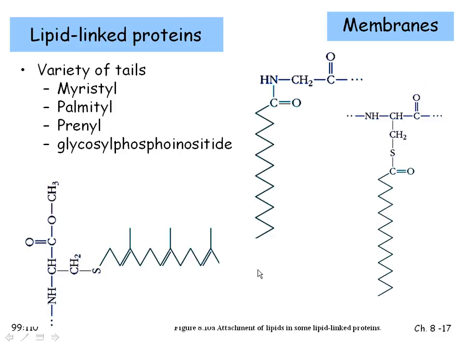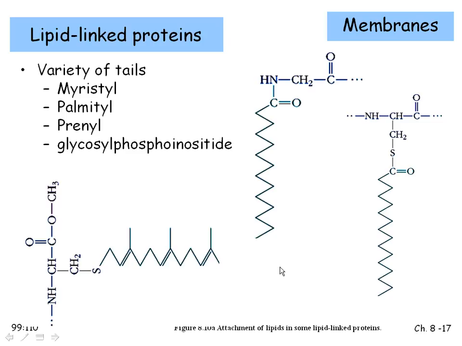In terms of the lipid-linked proteins, that third class I mentioned, there are several kinds of lipids that can be added, and there are several ways of adding them. So, for instance, you can have a myristyl group, a palmitoyl group, a prenyl group. Here you can see, if you remember back to when we were talking about the isoprenoids, this looks like a cousin to the isoprenoids. This would be a prenyl group here.